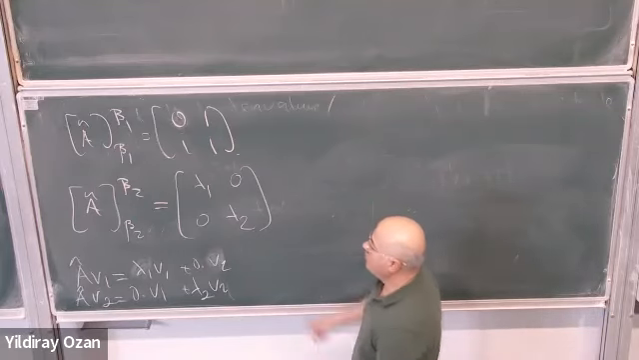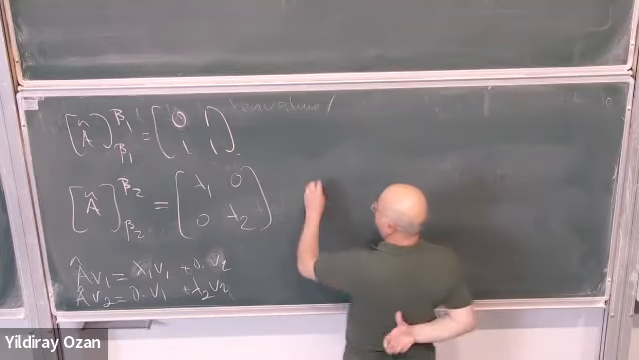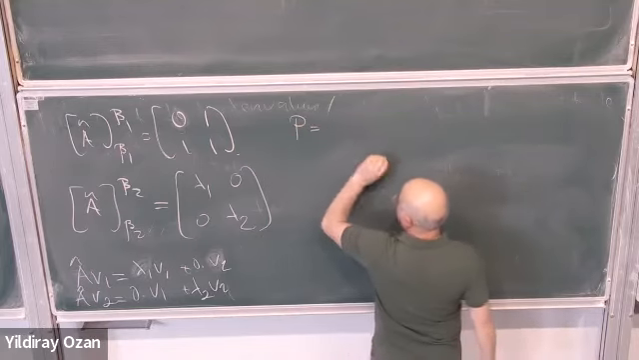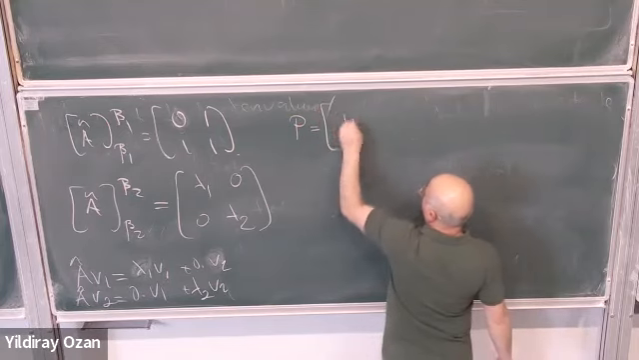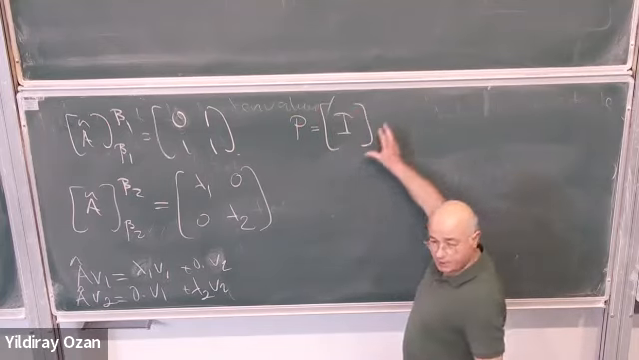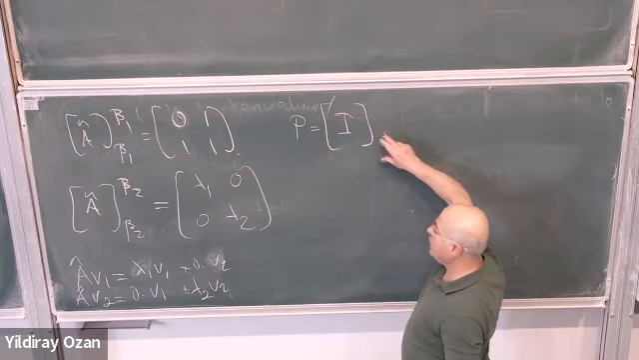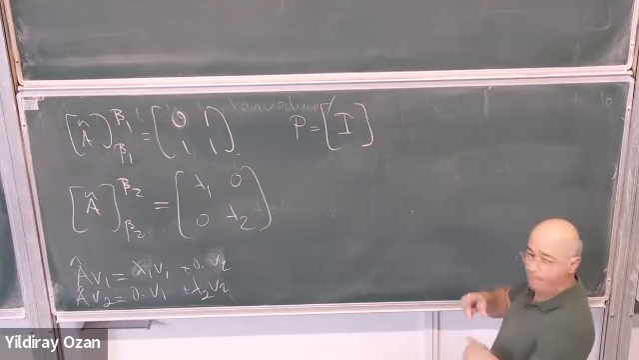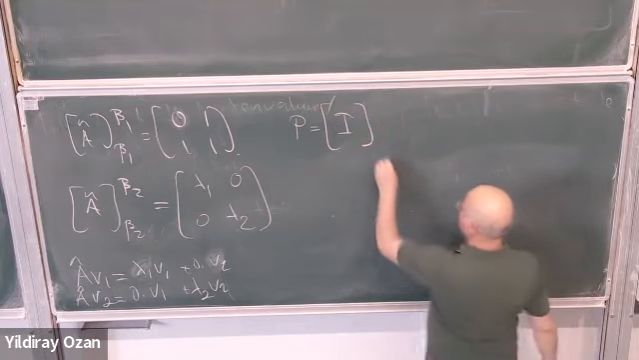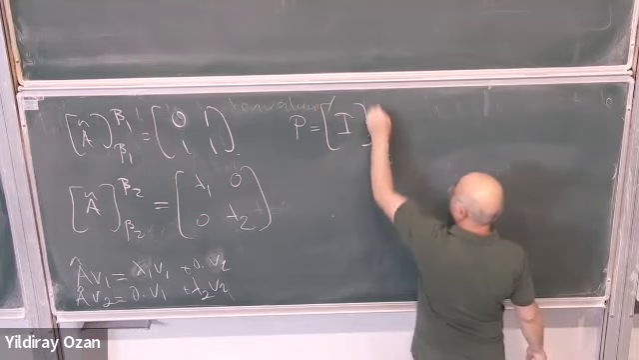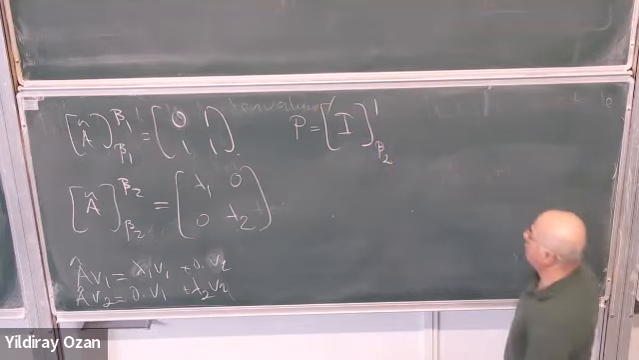Okay. What is the relation between them? Well, I need to find the matrix P. What was this? This was the identity matrix from the basis beta 2 to beta 1, right? Okay, beta 1.